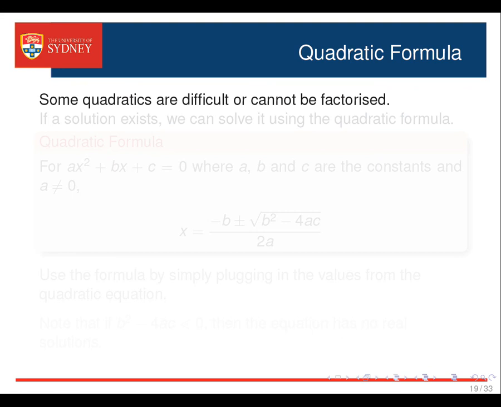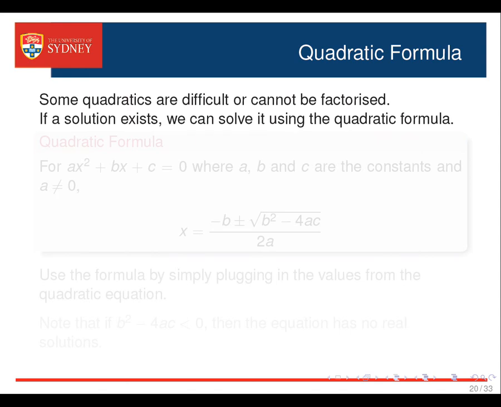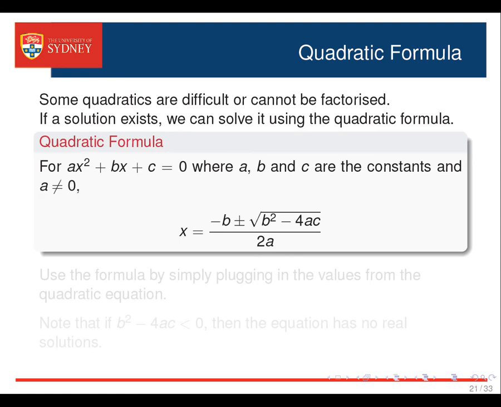So far the examples we have done had quadratic expressions that were easily factorized. So what if you encounter quadratics that are difficult or cannot be factorized? In that case, we can use a quadratic formula. If we rearrange the quadratic equation in the standard form and the solution exists, it is given by this formula seen here. This is a very handy formula, so try to commit this to your memory.